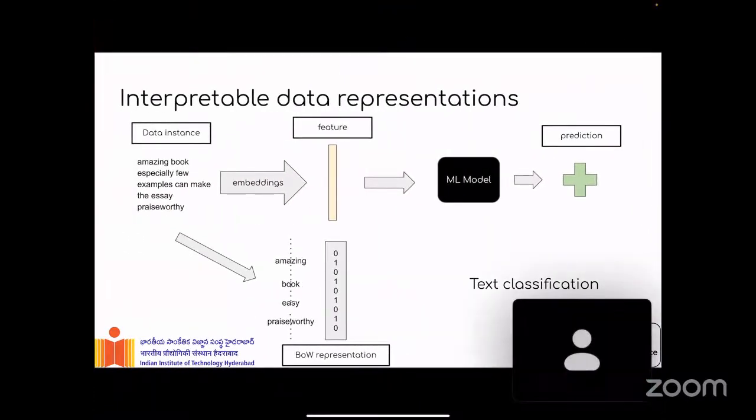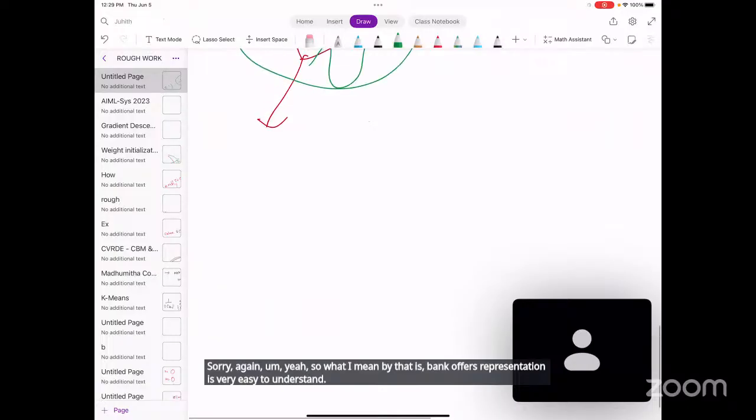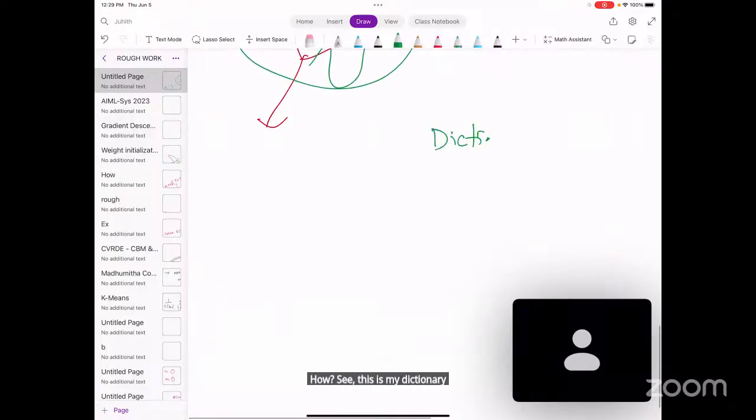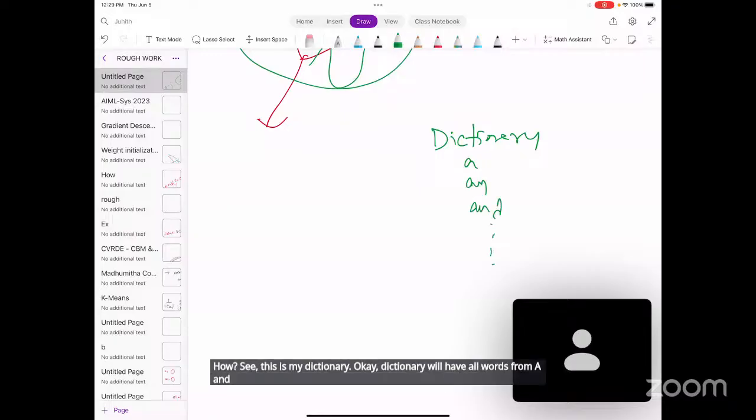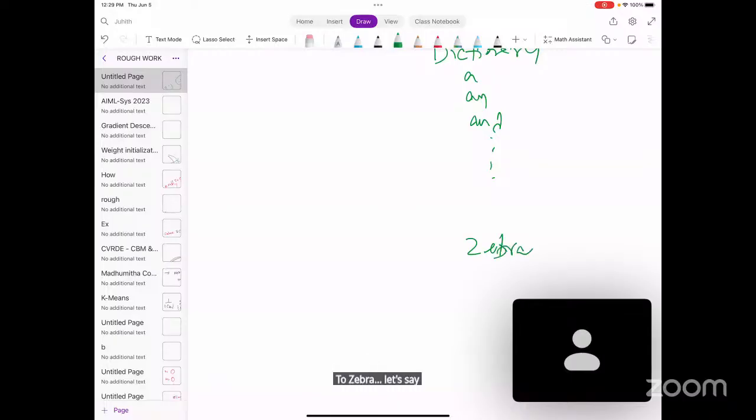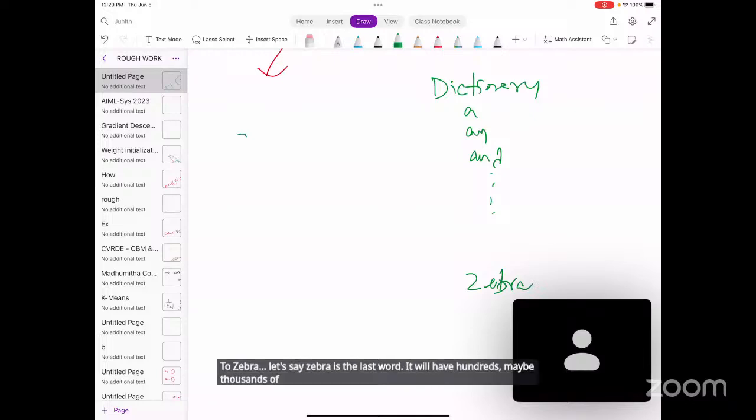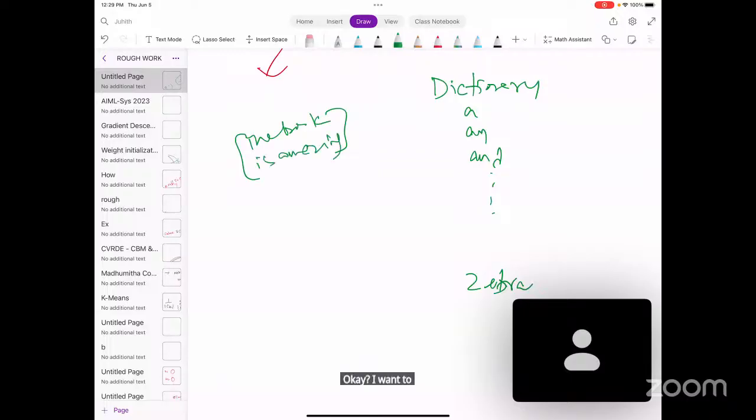Sorry again. Yeah, so what I mean by that is bag of words representation is very easy to understand. How? See, this is my dictionary. The dictionary will have all words from A all the way to Z, zebra. Let's say zebra is the last word. It will have hundreds, maybe thousands of words. Let's say there is the text, the book is amazing. I want to represent this text as a vector. How do I do that?